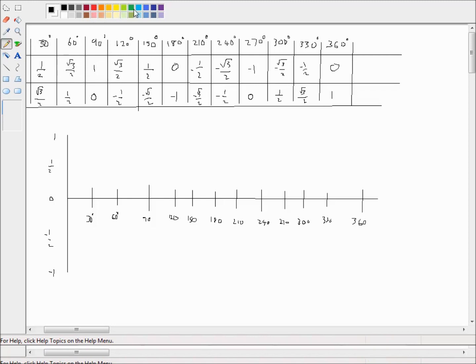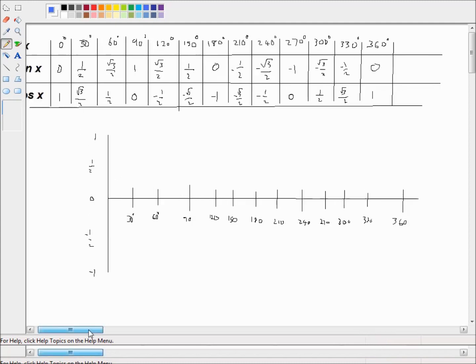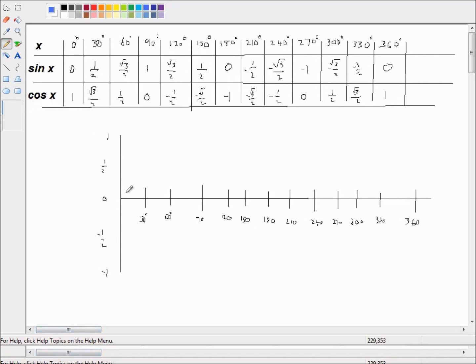Let's start plotting. I'm going to choose blue, or something that looks blue anyway, for my sine. So the sine of 0 is just 0, and then the sine of 30 degrees is a half. So I'm just going to try and draw a nice little line there. And then the sine of 60 is root 3 over 2.